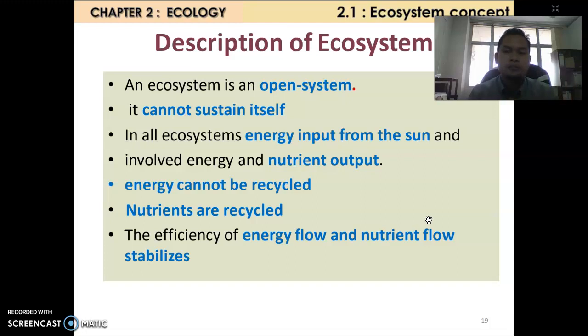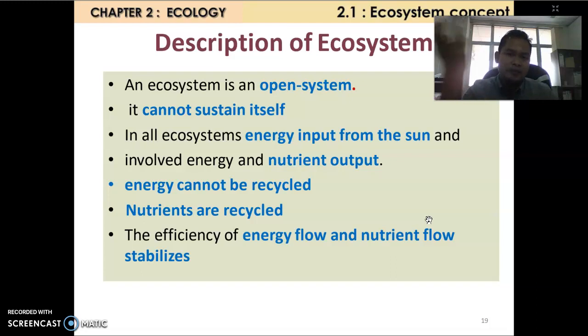Jadi kita kena faham bagaimana berlakunya nutrient cycle ini. Dia memerlukan benda hidup, dia memerlukan benda bukan hidup. So nutrient such as carbon perlukan lembu dan dia perlukan tanah. Jadi benda ni akan berkait satu sama lain, ya. So dalam ekosistem ni, kalau kita bercakap tentang energy pula, dia perlukan sumber tenaga. It needs a source of energy. It needs energy input. And the energy input comes from the sun.